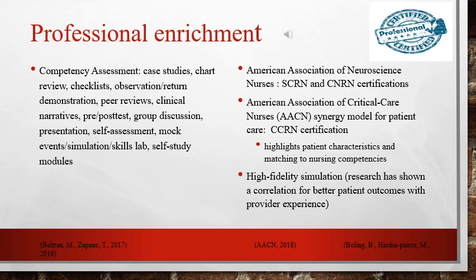We can do observations, peer reviews, post-tests, self-assessments, hopefully simulations as we go forward, as our education department continues to grow. Some certifications that you can look for in neuro: the American Association of Neuroscience Nurses, or the AANN. You can join this organization and receive wonderful information on all of neuroscience. A certification you can look for is an SCRN, which is our stroke certification RN, and a CNRN certification, which is like a certified neuro RN. And you can go to that website and look into those further.